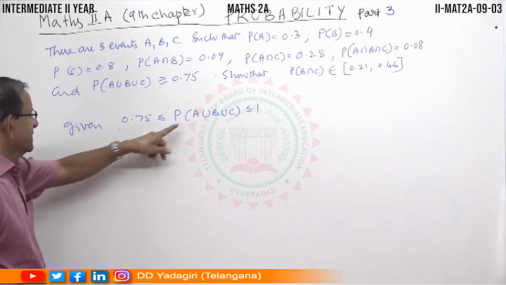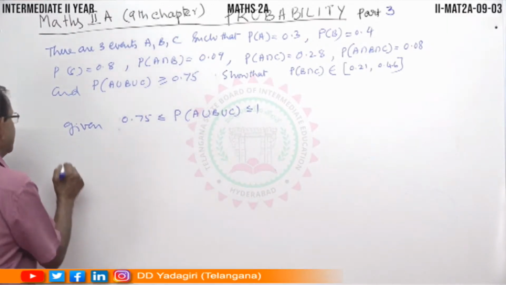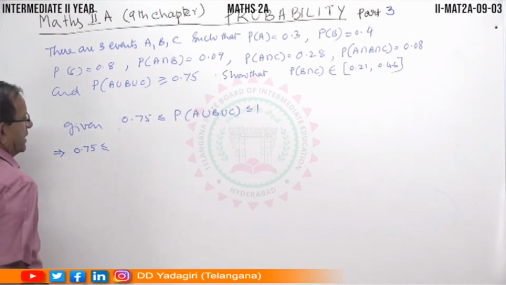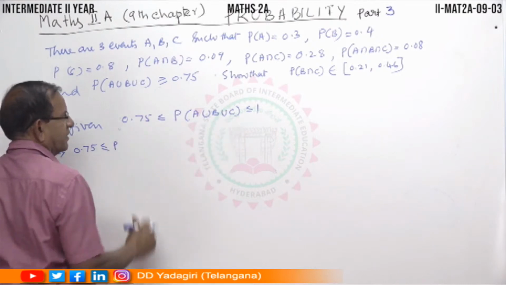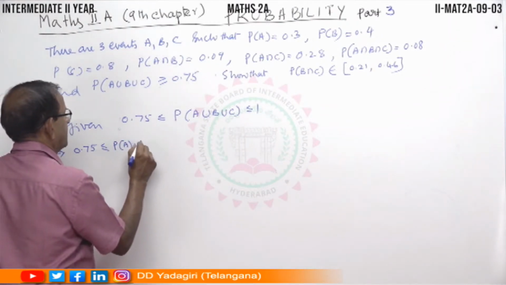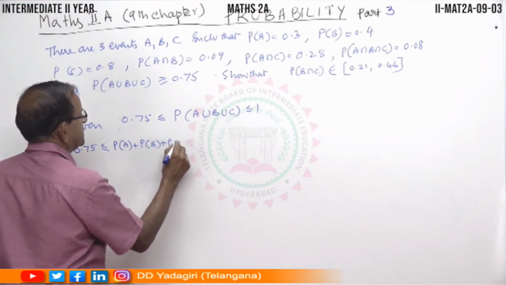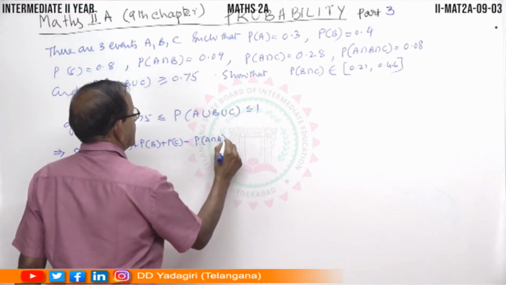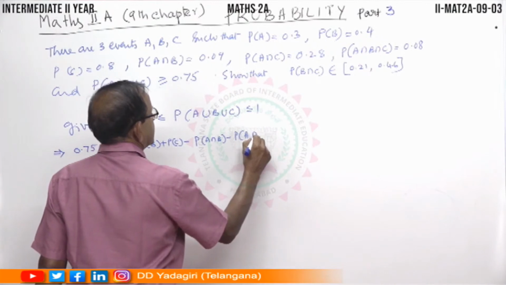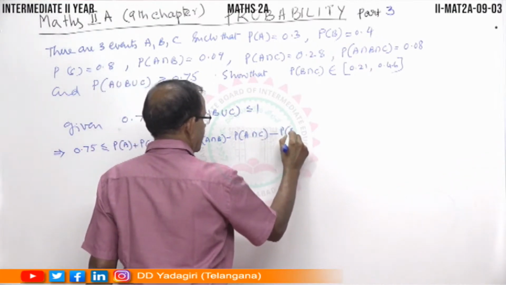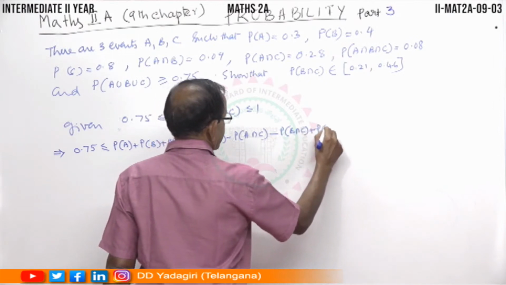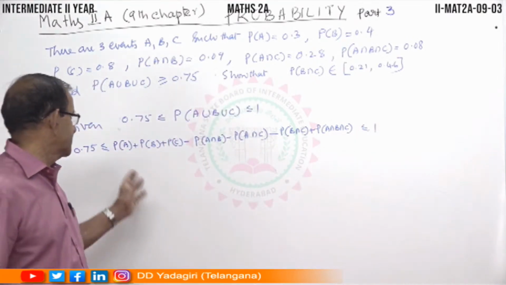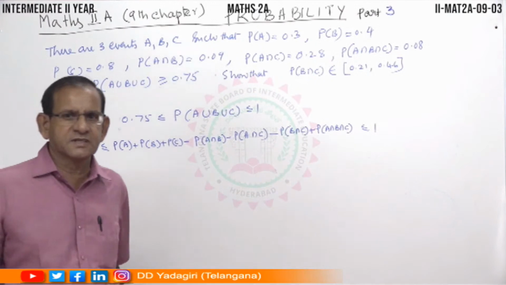Now let us expand this one, P of A union B union C. That implies 0.75 less than or equal to the expansion of P of A union B union C: P of A plus P of B plus P of C minus P of A intersection B minus P of A intersection C minus P of B intersection C plus P of A intersection B intersection C, which is less than or equal to 1. This whole thing is the expansion of P of A union B union C.